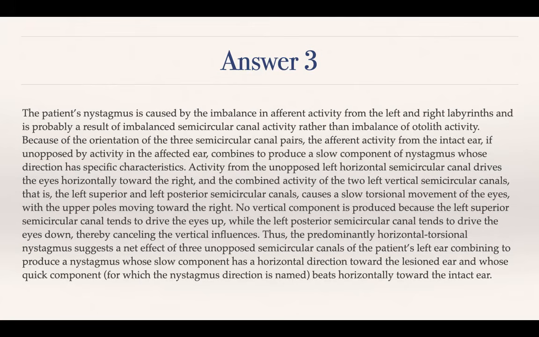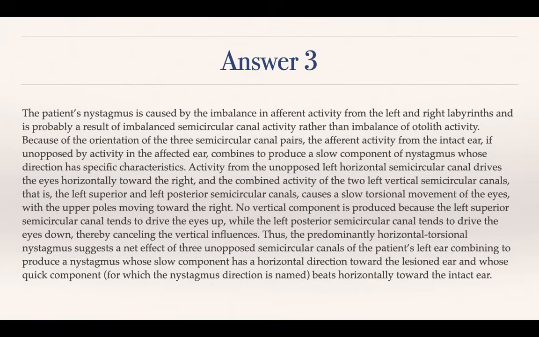Thus, the predominantly horizontal torsional nystagmus suggests a net effect of three unopposed semicircular canals of the patient's left ear combining to produce a nystagmus whose slow component has a horizontal direction towards the lesioned ear and whose quick component, the nystagmus is named after the quick component, beats horizontally towards the intact ear. So whenever you see a left beating nystagmus, the left ear is intact, or physiologically, the person may be rotating to the left side, or the left ear's activity may be increased, as in warm caloric stimulation of the left side. So this is the meaning of the left beating nystagmus.